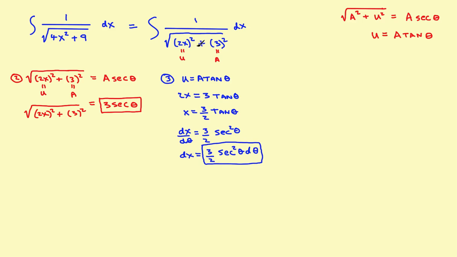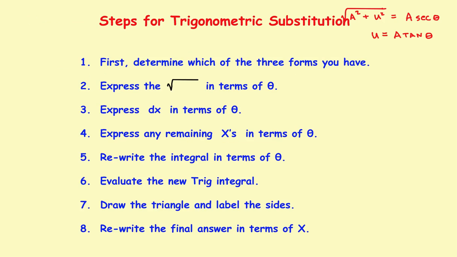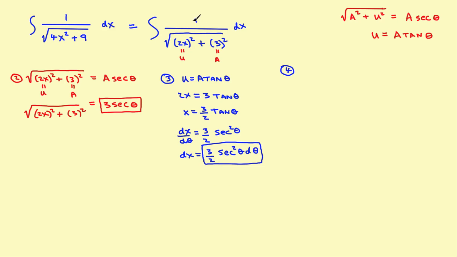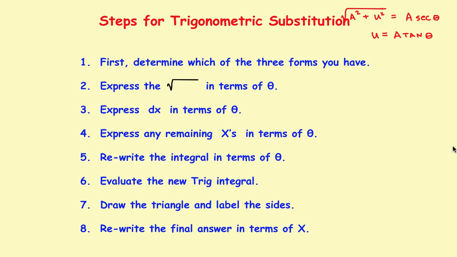So you've taken care of the square root and you've taken care of dx. Now what step 4 says is take care of any remaining x's. Now in this problem there are no remaining x's. So sometimes you might have an x on the top or an x squared on the bottom, something like that. There are no remaining x's, so step 4 is done. We don't have to worry about that. So we go on to step 5. And what step 5 says is go ahead and rewrite the integral. Now you want to change it from an integral in terms of x into an integral in terms of theta.